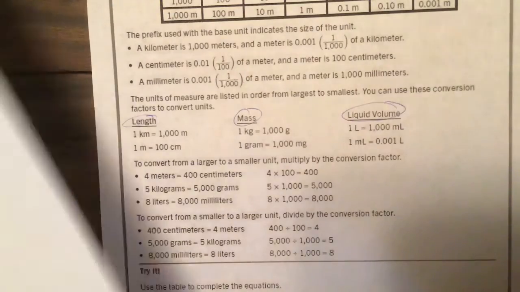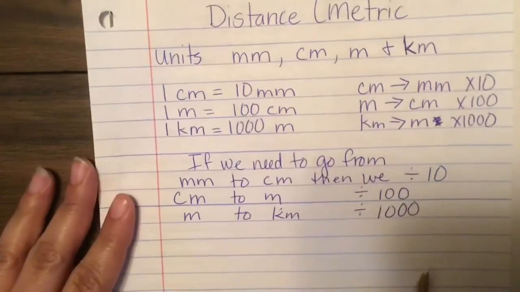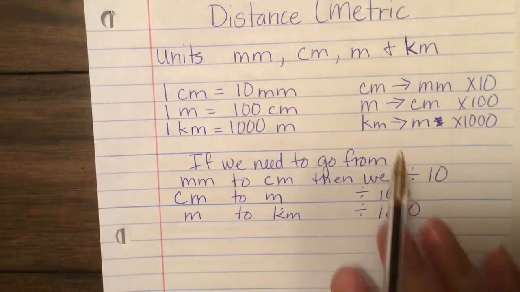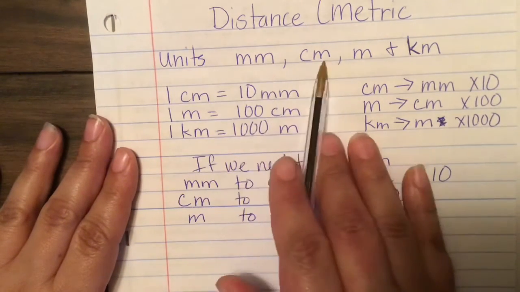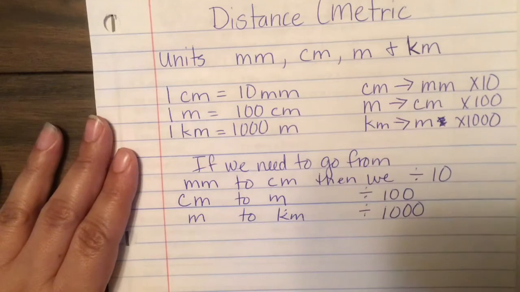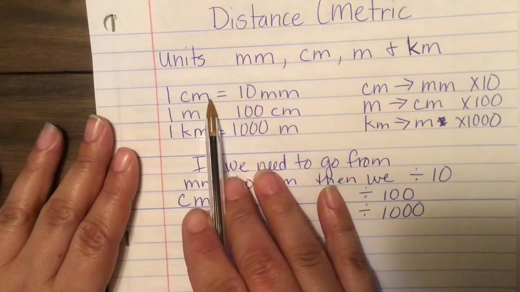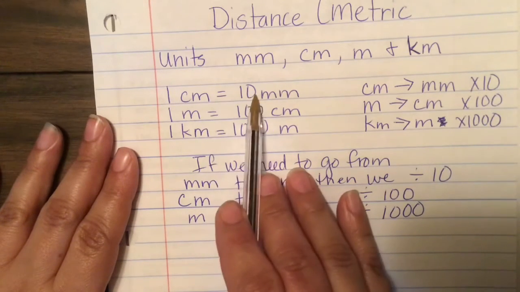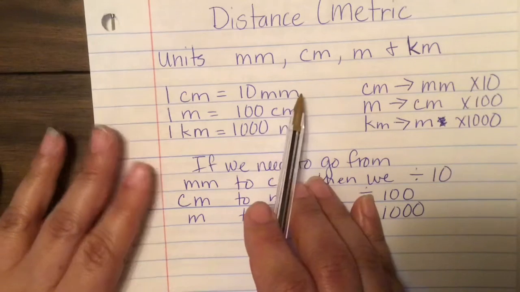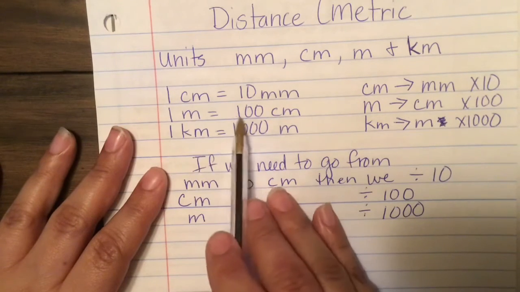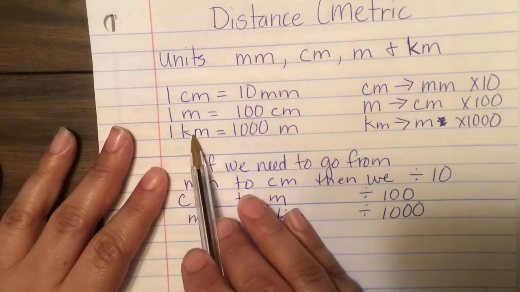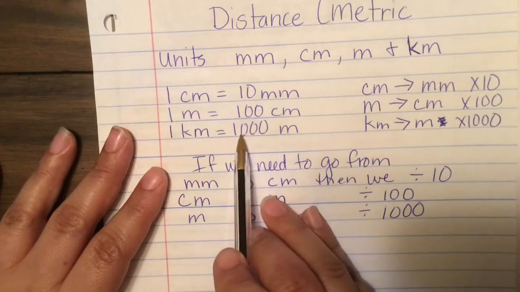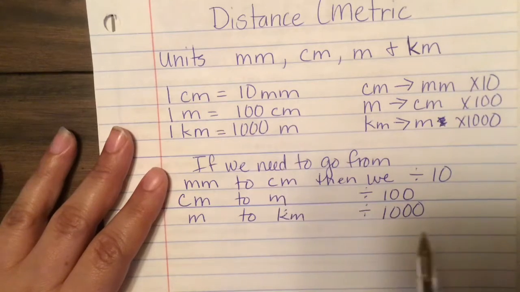Now, what I've come up with is some note-taking things that I've done. Our units are millimeters, centimeters, meters, and kilometers. I know 1 centimeter is the same thing as 10 millimeters. 1 meter is the same as 100 centimeters. 1 kilometer is the same thing as 1,000 meters.